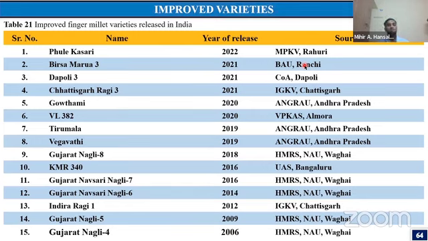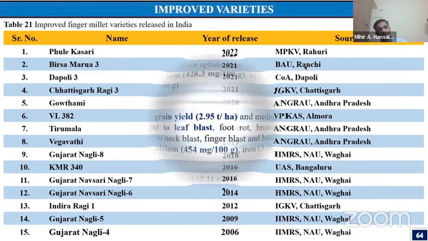And the achievement: improved finger millet varieties released in India. Some varieties like Phule Kasari, Birsa Marua 3, Depole 3, and Chhattisgarh Ragi 3 are high in grain yield, more than 2 tons per hectare, whereas some varieties like VL 382, Vegavati, Gujarat Nagli 8, and KMR 340 are high in disease resistance. Then Gujarat Navsari Nagli 7, Navsari Nagli 6, and Gujarat Nagli 5 and 4 are all early maturing, and Gujarat Navsari Nagli 7 is a white seeded variety.